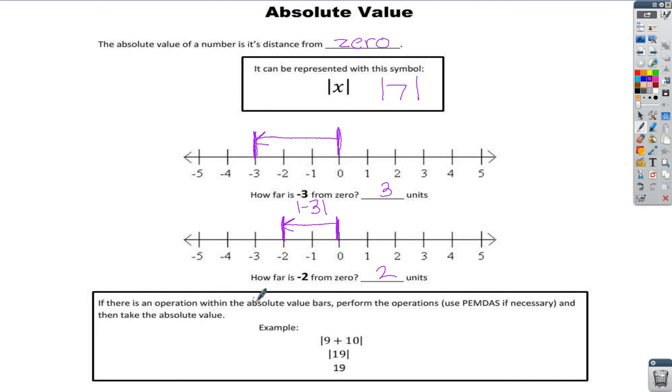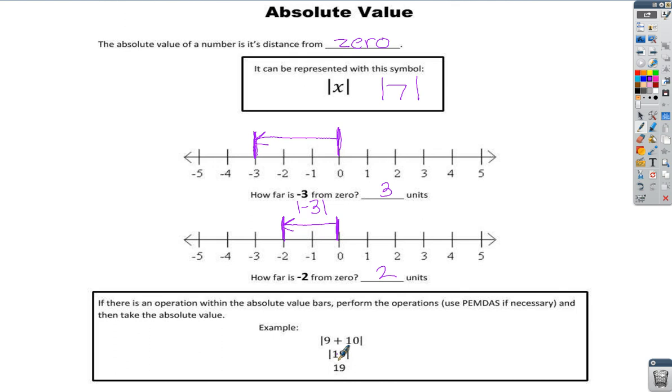So down in this box it says if there is an operation within the absolute value bar, perform the operation, use PEMDAS if necessary, and then take the absolute value. So right here we have the absolute value of 9 plus 10. We need to perform the operation that's inside of our absolute value bars before we can solve. So we need to solve 9 plus 10. 9 plus 10 is 19. That 19 is in our absolute value bars. So now we need to solve the absolute value of 19.